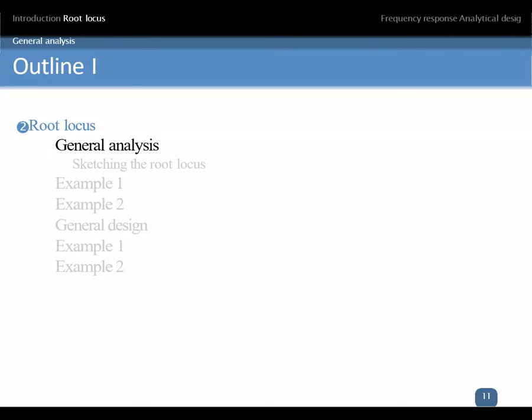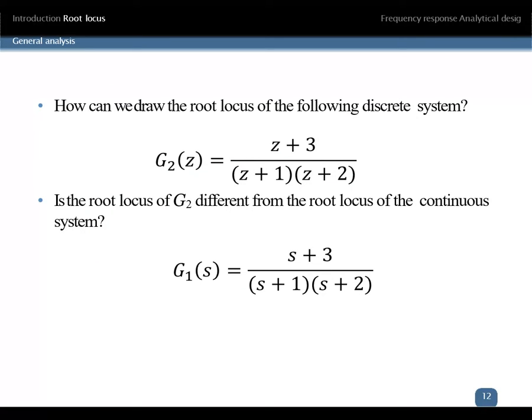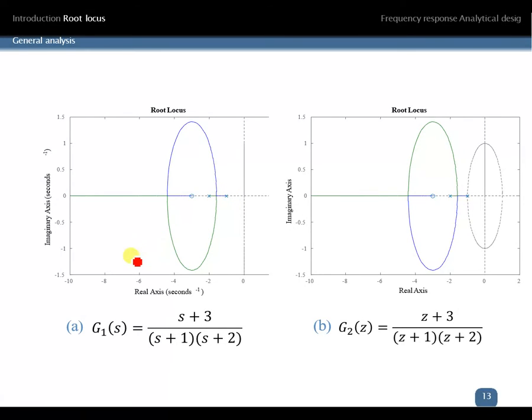Now, we will briefly remind ourselves about the root locus in the S domain and the Z domain. How can we draw the root locus of the following discrete-time system, and is the root locus of G_A2 different from the root locus of the continuous time? I put exactly the same expression from S to Z. I want to know the difference between the root locus of G_A1 and G_A2. G_A1 has S plus 3, S plus 1, S plus 2. Here it becomes Z plus 3, Z plus 1, Z plus 2.